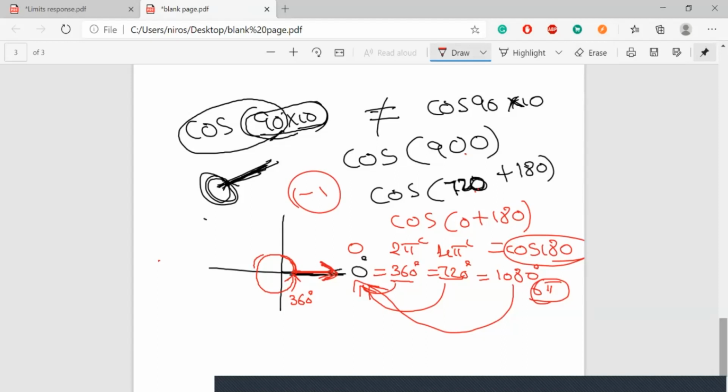Like this, we can convert any big angle. It is not only for cos, it is for the whole trigonometry. For any trigonometric ratio, you can do this one.